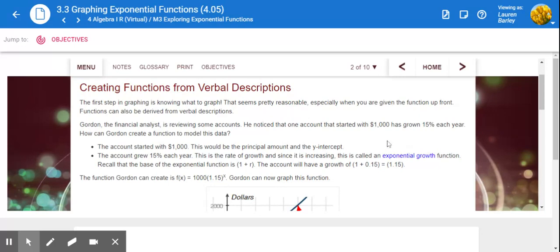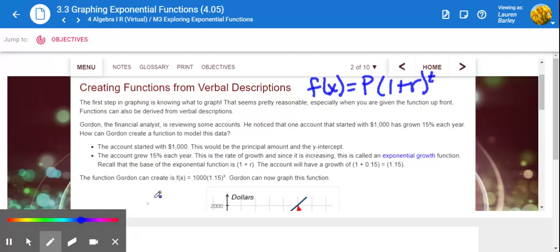Remember, the formula that we're going to use, and we talked about it in lesson 3.2, is this function here. Principal times 1 plus the rate raised to the time, or the x power. Your variable is that exponent.